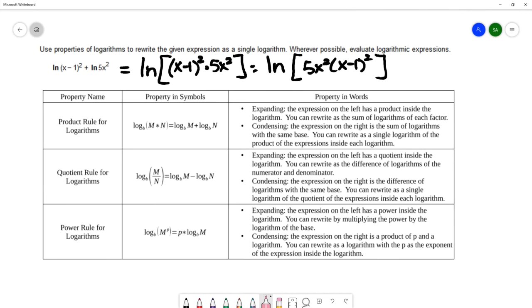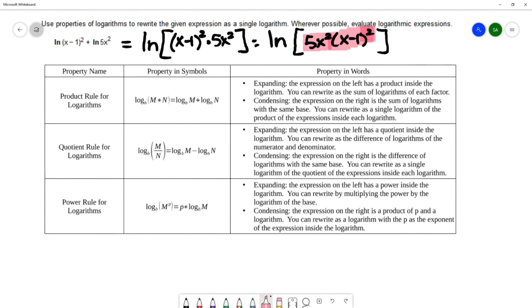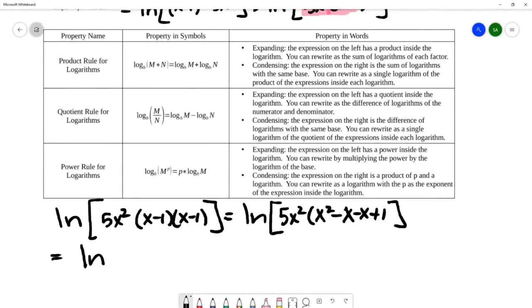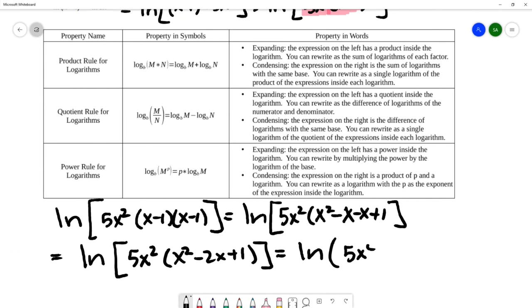But if you would like, you can also multiply out this squared, (x minus 1) times (x minus 1), and then use the distributive property, distributing the 5x squared. So let me show you what that looks like. We would have the natural log of 5x squared and (x minus 1) times (x minus 1). It's the natural log of 5x squared times (x squared minus x minus x plus 1). So this is the natural log of 5x squared times (x squared minus 2x plus 1), which is the natural log of 5x to the 4th minus 10x cubed plus 5x squared.